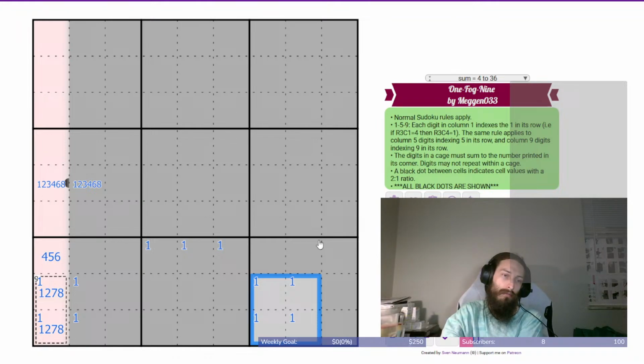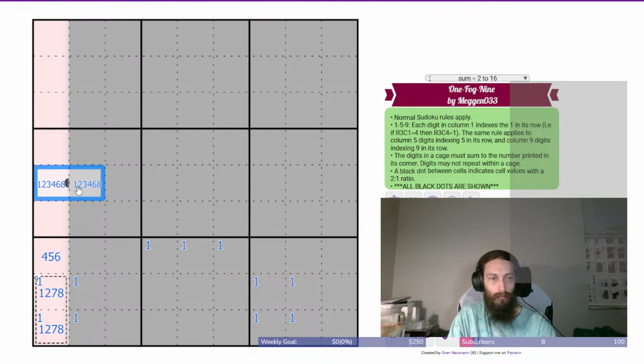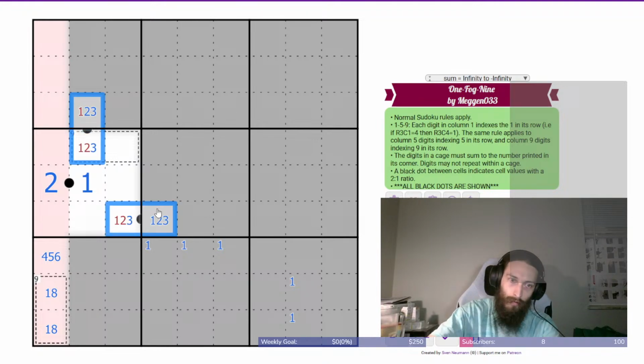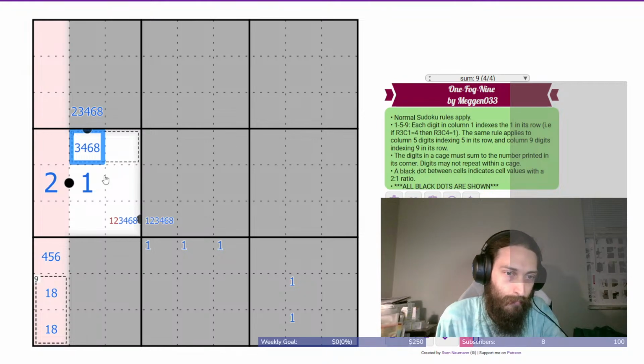Oh. Can either of these be a 2? In fact, can any of these be a 2? This is the only one that has a black dot. Oh, right. So this is 2, and that's 1. 3, 4, 6, 8. And neither of those are 1, and this can't be a 2. This can't be 1 or 2. So the one across from it can't be a 1.